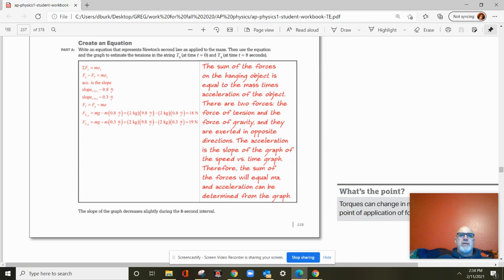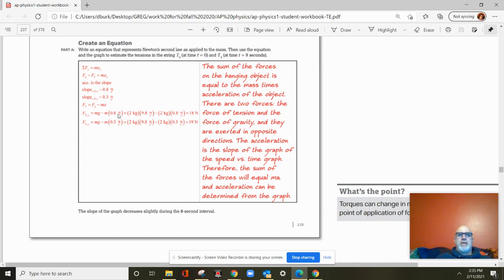So we use the mg minus the... so they're using the slope for ma, right? So the tension is equal to the force of gravity minus ma. They just rearranged the second line of the here. They said, well, let's just set tension equal to the other two things.